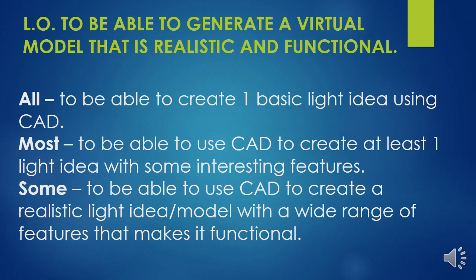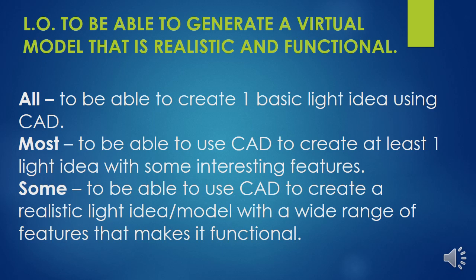Okay, so all of you, so grades 2, 3, 4, will hopefully be able to create one basic light idea using CAD. Most of you will hopefully be able to use CAD to create at least one light idea that has some interesting features. So it's about using other key features of Onshape, where you can taper edges. There's all kinds of things that you can do that you could add to your light idea.